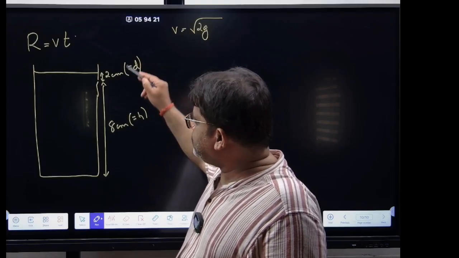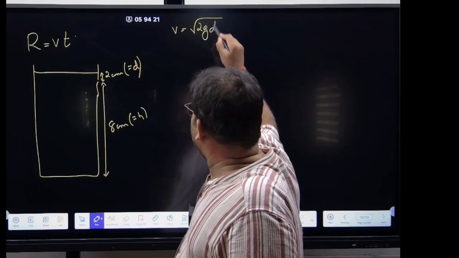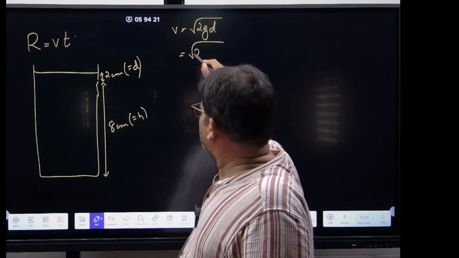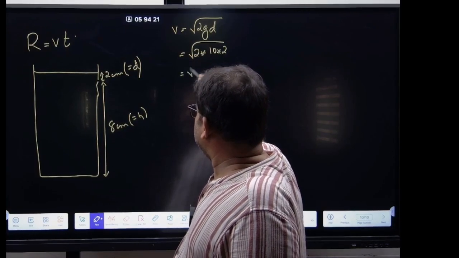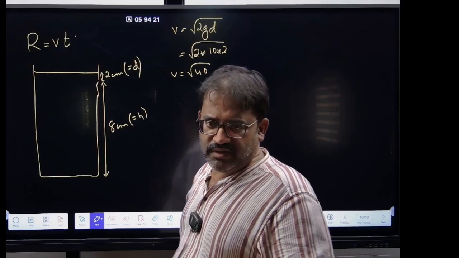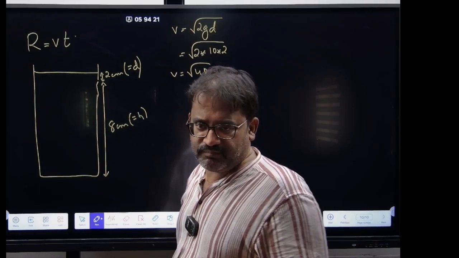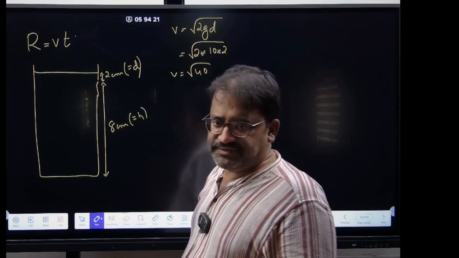But here the h is, we can say, d, that is the depth. So that is given by root of 2 into 10 into 2, that is equal to root of 40, whatever the unit may be, it's not important. Okay. Now we need to find out the time.